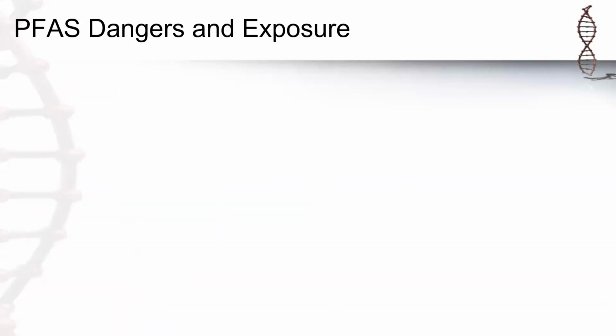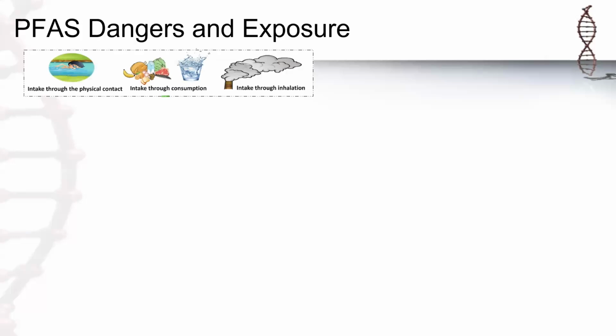We are exposed to PFAS through physical contact, consumption, and inhalation. PFAS is not metabolized in the body. It leaves slowly through time via excretion through urine, feces, menstrual fluid, and breast milk. It does cross the blood-brain barrier, has a strong binding to serum albumin, and accumulates in the liver and the kidneys.